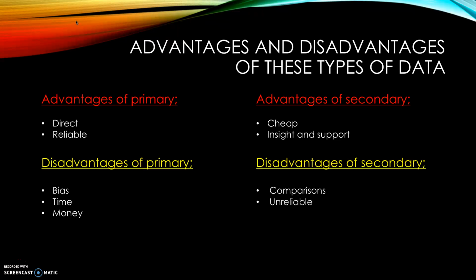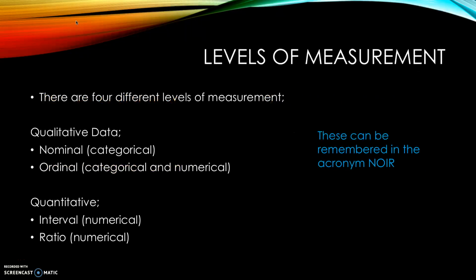However, a disadvantage of secondary data is sometimes comparisons may be invalid. The reason for this is because the way things are measured would have differed over time, and so making historical comparisons could be very hard. Also, the data could be unreliable because you have no idea where the data has come from and therefore don't know if it's reliable or not.